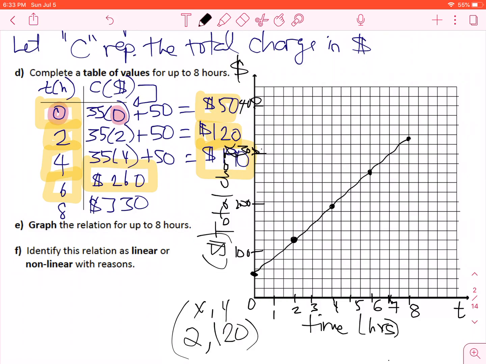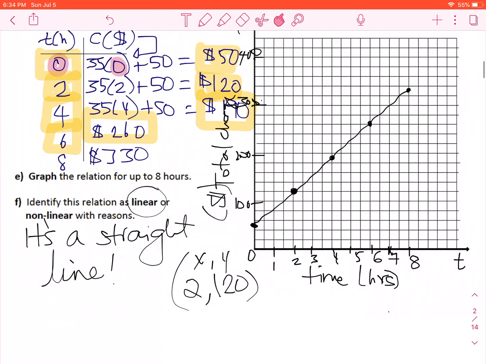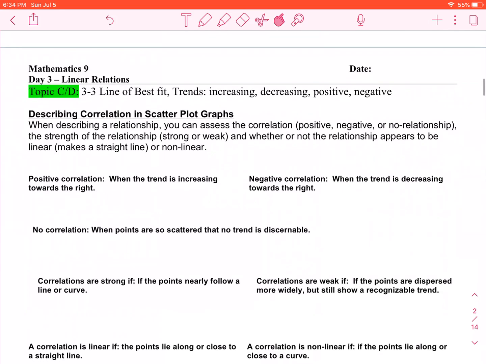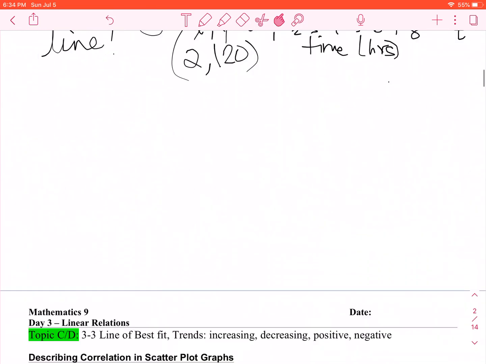Okay, so based off of the line I just drew, it's definitely linear, and the reason why it's linear is because it's a straight line. It doesn't look like a curve. All right. That's just great. We'll move on to our next portion.